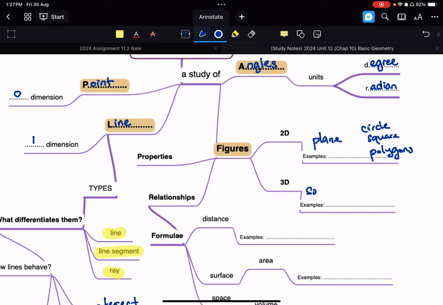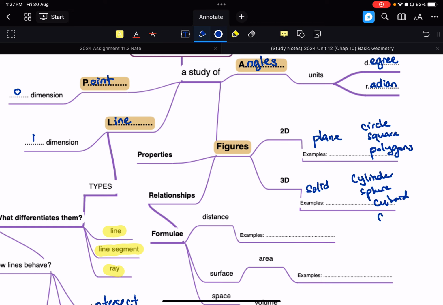And then when it comes to three dimensions, we usually call them three-dimensional solids, right? They include things like your cylinder, your sphere, your cuboid, your cone, and pyramids, and so on. I'm sure there are lots of examples. So that is two-dimensional shapes and figures on a plane, and three-dimensional figures, which are called solids.